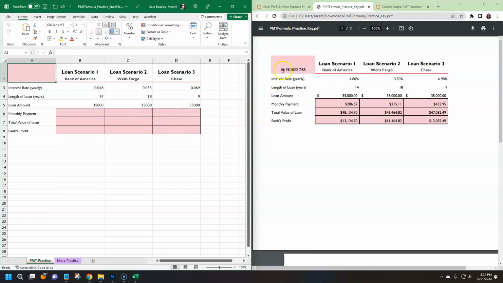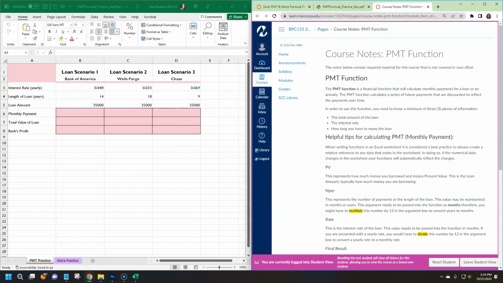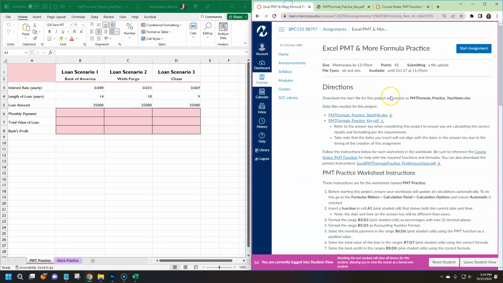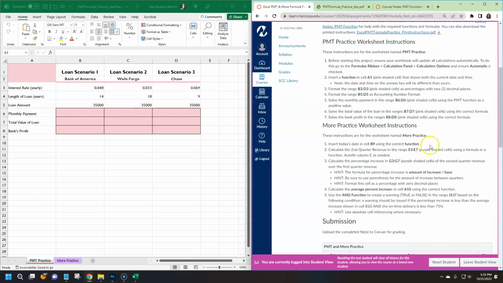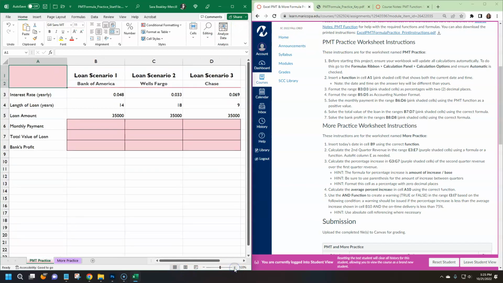All right, so for the instructions, I have a little hover overlay here that you guys can't see, so I'm going to move it out of the way. And then here are the instructions, so we'll have the instructions open at the same time. You can always zoom up your worksheet if you want to be able to see it a little bit better. You definitely don't need to be squinting. We have two worksheets in this workbook, one called PMT Practice, one called More Practice, and we have the instructions over here on the right.